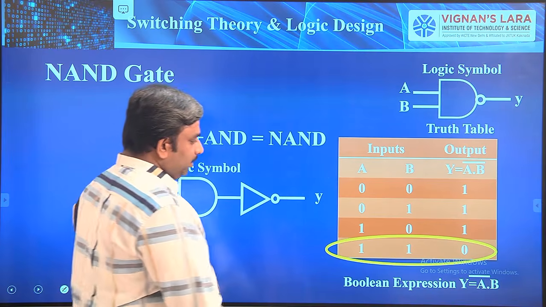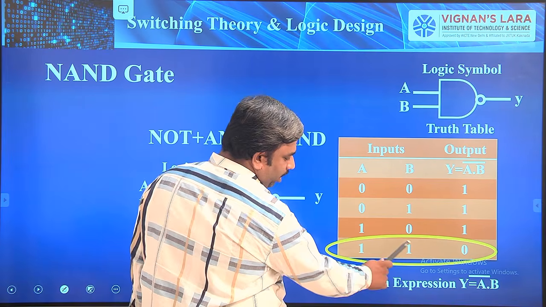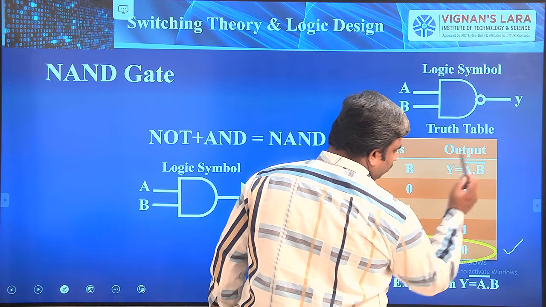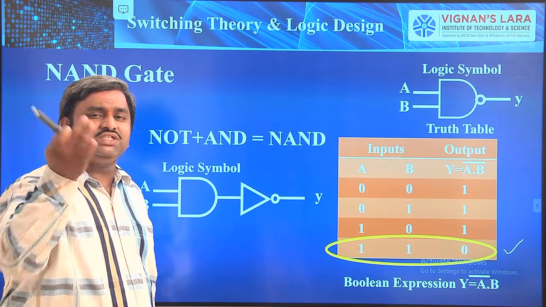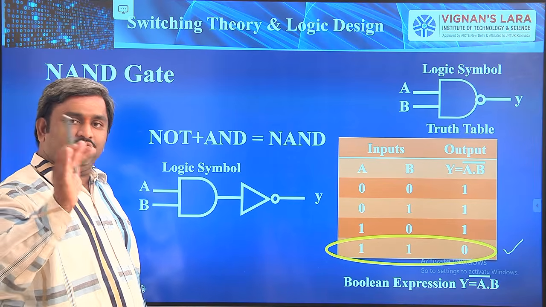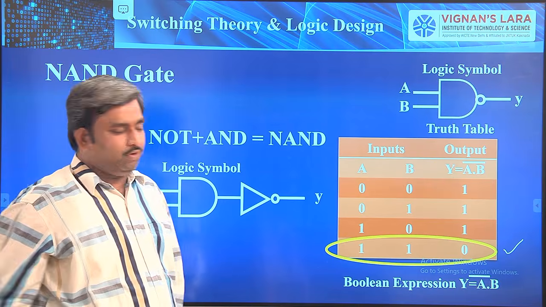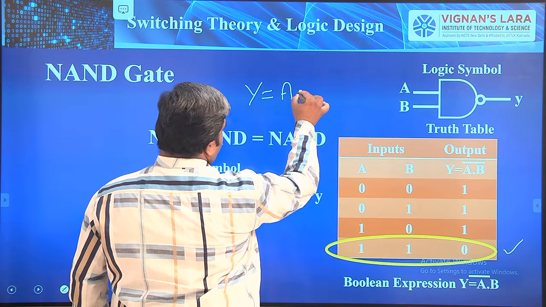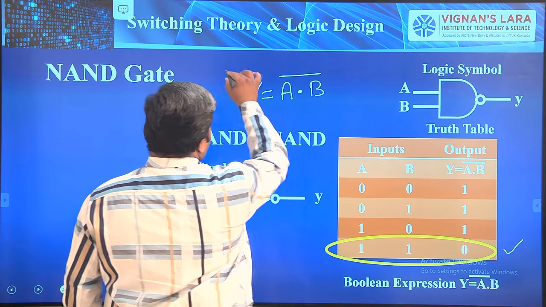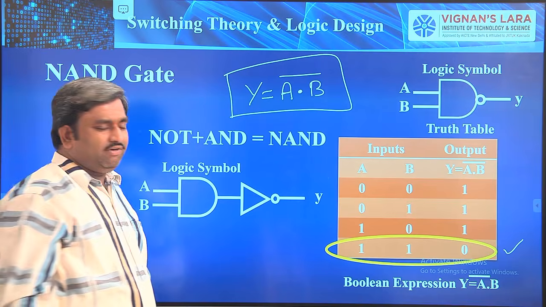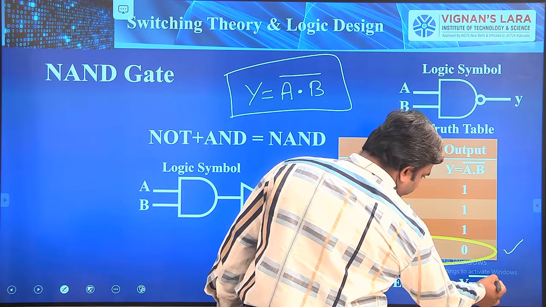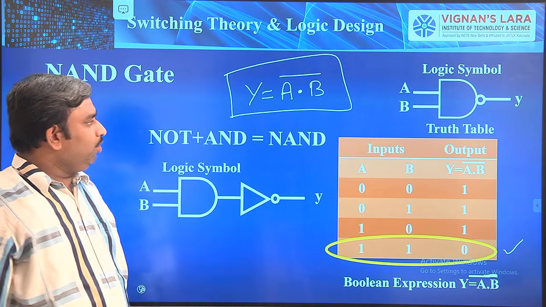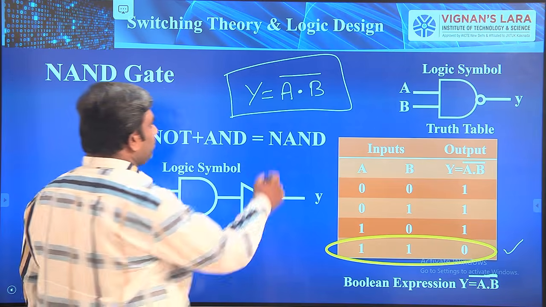See here, if both inputs are in the on condition, the output is 0. In the remaining conditions, the output is 1. It is just the reverse of the AND gate. The NAND gate is the reverse of the AND gate, just simply remember that point. And we represent Y is equal to A dot B whole bar. This is our Boolean functionality, and I have represented the same Boolean functionality here: Y is equal to A dot B whole bar.